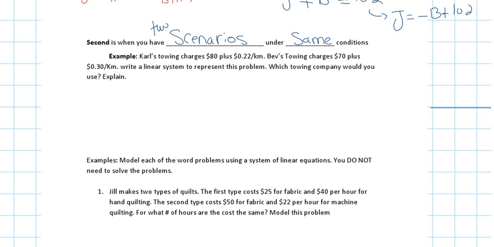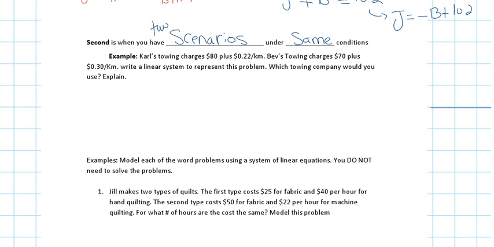So, do I have 2 scenarios here? Do I have 2 different companies? Yes. What are the things that we are finding here? I'm looking at their cost, which means if I'm going to hire Carl's Towing Company, first thing I have to do, I have to pay $80. And then on top of that, I have to pay 22 cents for every kilometer of drive. How can I write that as an equation?